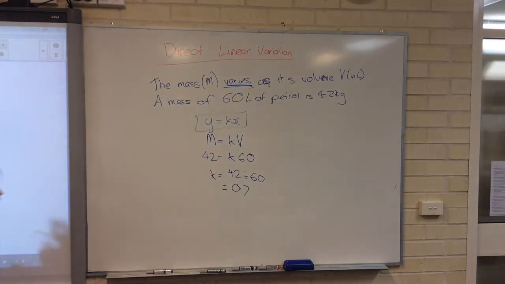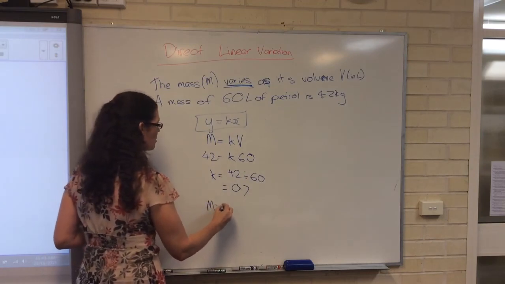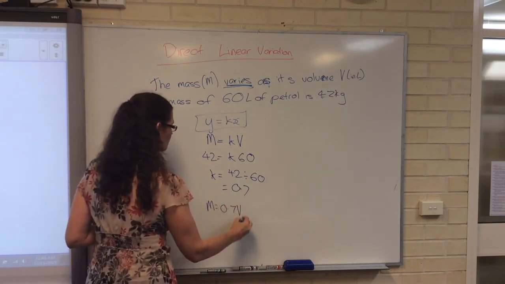What happens then is I can put that 0.7 into the equation. So my equation is now M equals 0.7 V.